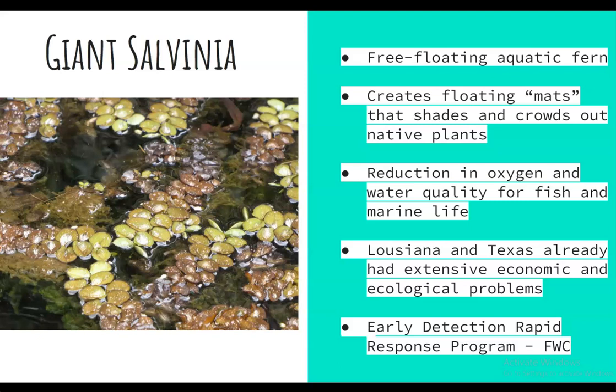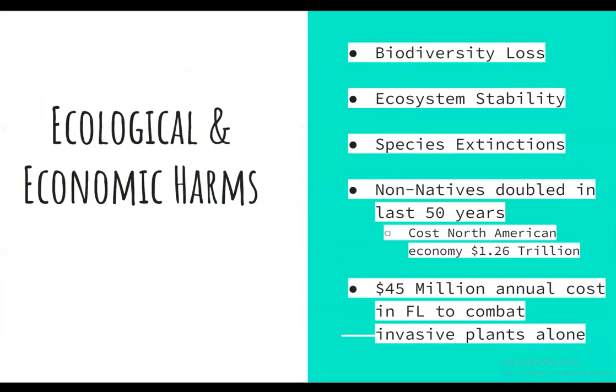Our last example is a recent threat to Florida's waterways. The giant salvinia is a free-floating aquatic fern that creates mats that cover a water body. This blankets the surface and shades and crowds out native plants, as well as reducing oxygen and water quality for fish and other marine life. This plant has already caused extensive ecological and economic damage for Louisiana and Texas, and has been put on the Early Detection Rapid Response Program by our Florida Fish and Wildlife Conservation Commission. If you see this anywhere, it's been stressed to report immediately through the FWC website or hotlines.